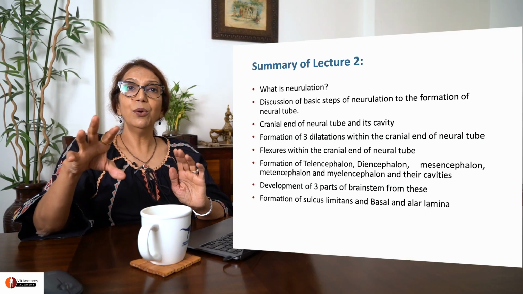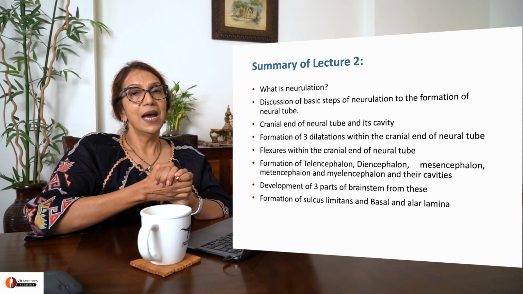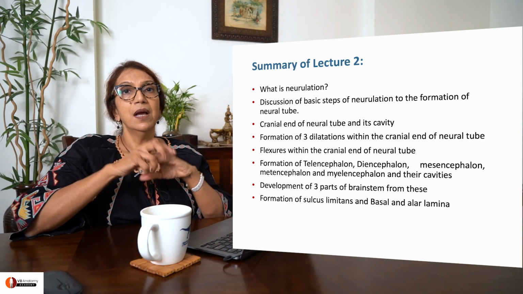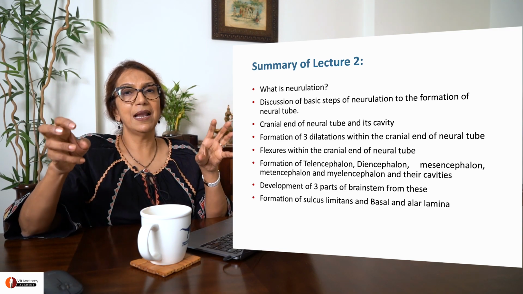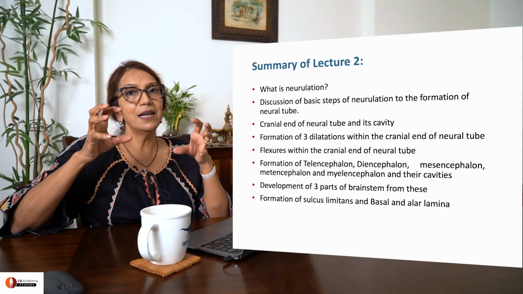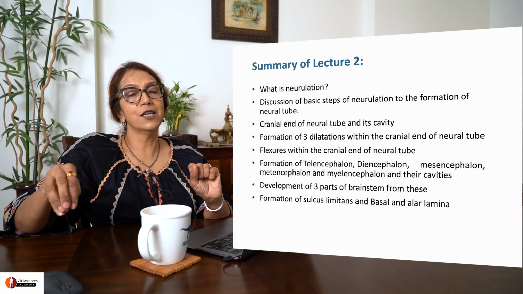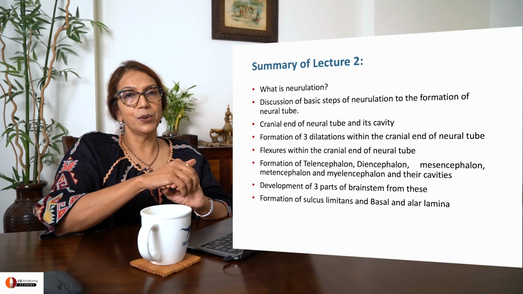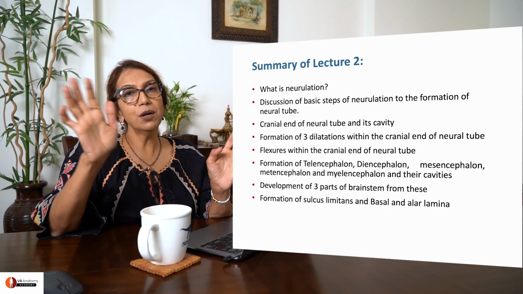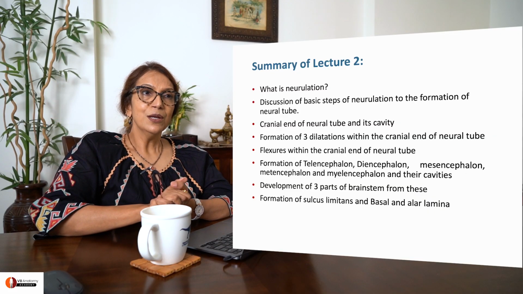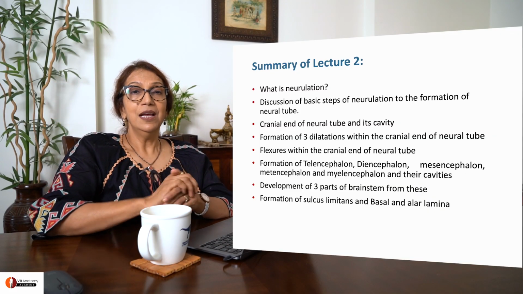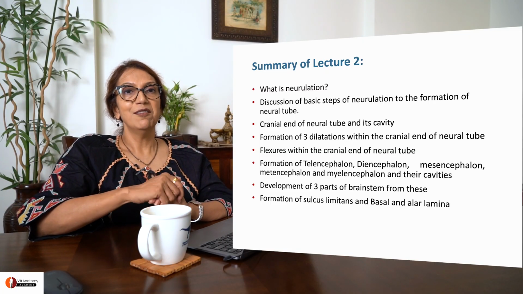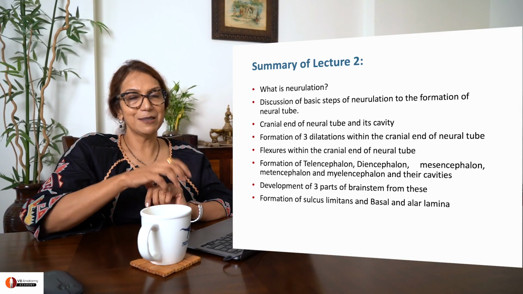Then we talked about how there is formation of the sulcus limitans and division of the neurons into basal lamina and alar lamina. How everything that develops from the basal lamina is motor and everything that develops from the alar lamina is sensory in nature. Then we had a brief introduction about the cranial nerve components. We will discuss this a lot more in the coming lectures. Okay, so go back, revise this, solve the questions that I have given you, and then we will begin the next journey, which is about specific parts of the brainstem.